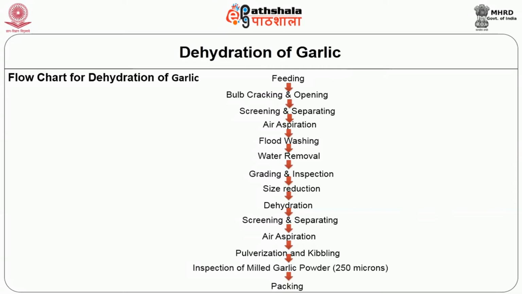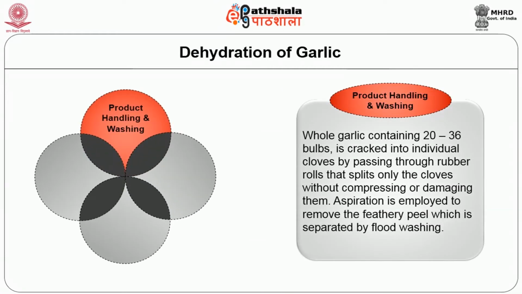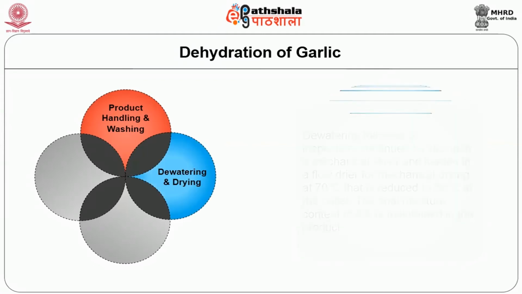in garlic dehydration. The first step, where the whole garlic containing 20 to 36 bulbs is cracked into individual cloves by passing through rubber rolls that split only the cloves without compressing or damaging them. Aspiration is employed to remove the feathery peel, which is separated by flood washing.